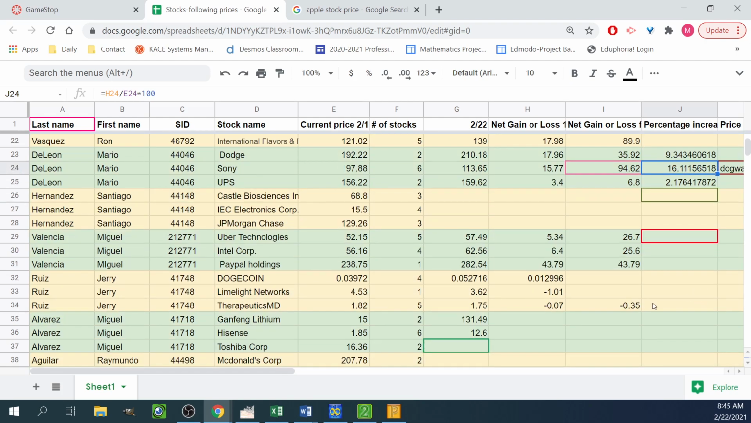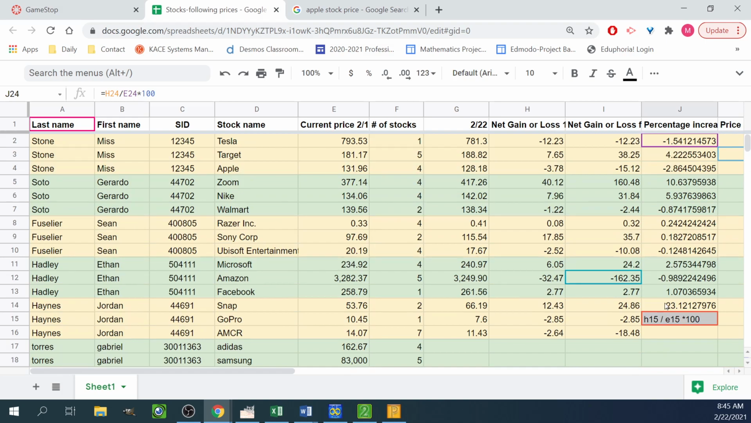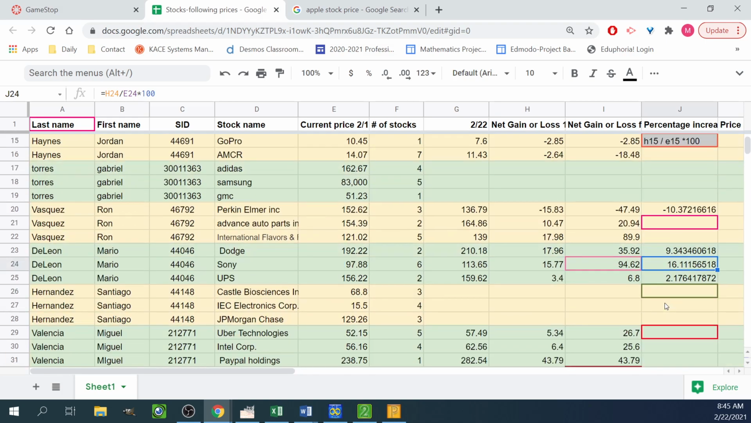Jerry, can we hurry up and get this filled out, please? Come on now, dude. Where do you get the percentage? So to do percentage, where are we at? 29? Yes. Okay, you're going to take this amount and divide it by this amount. So you're going to say H29 divided by E29, and then times that whole thing by 100.